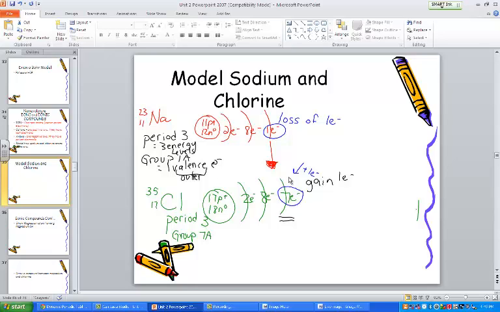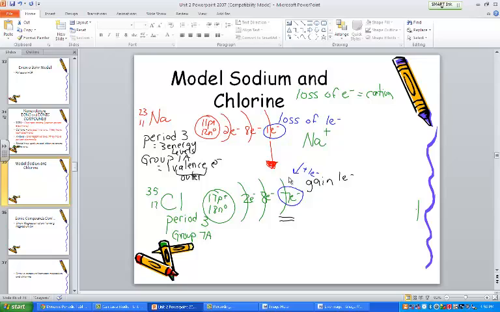If sodium wants to lose 1, chlorine wants to gain 1, we start to develop what's called an ionic compound, the loss and gain of electrons. Well, let's see, what would the resulting ion be? If a sodium atom loses an electron, it goes to a +1 charge. The sodium now becomes an ion with a +1 charge. I'm going to write that as Na+1. Now remember, loss of an electron creates a cation, a positive ion.